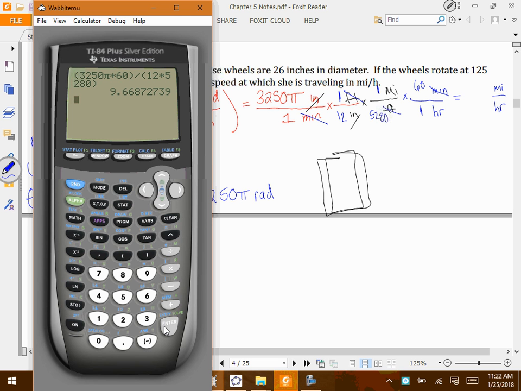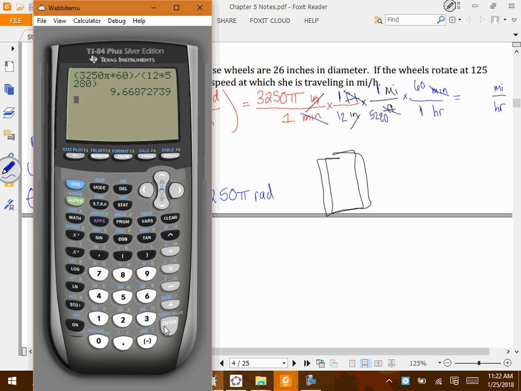And that's probably a little bit more of a number that we can grasp and understand, right? If I say something's traveling 10 miles per hour, you can visualize that. If I say something's moving 3250 pi inches per minute, maybe you can't visualize that, but they are moving at the same pace.